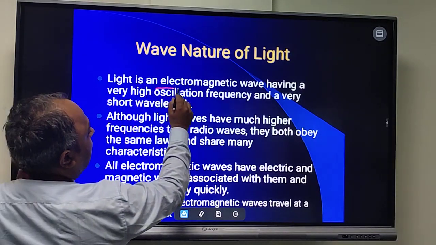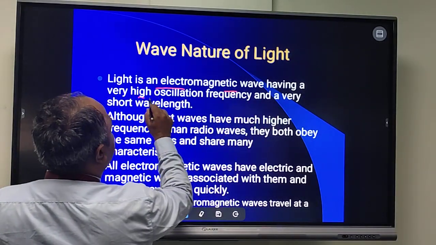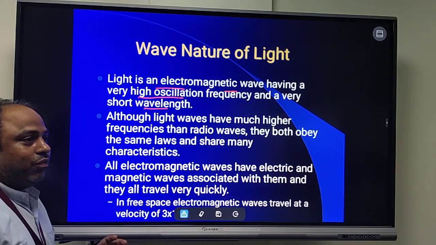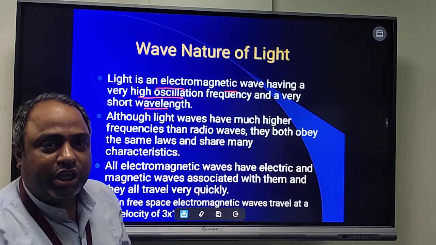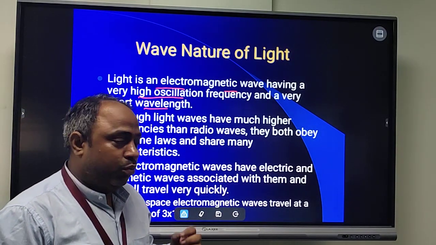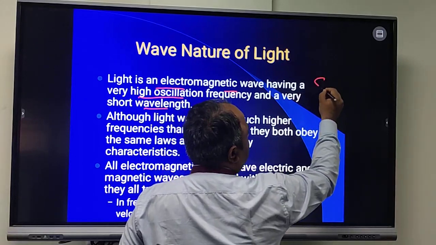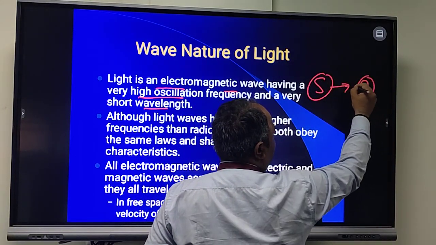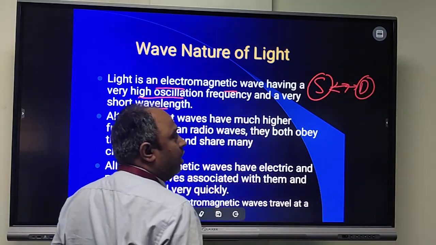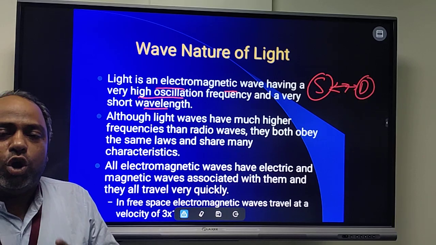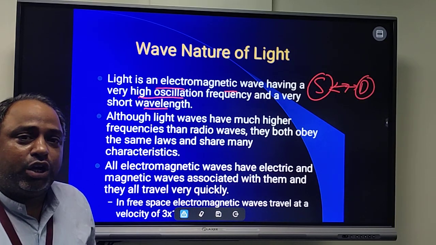The light is an electromagnetic wave having very high oscillation frequency and very short wavelength. Because whenever we are talking about optical communication, the signal will be sent in the form of light from the source, and that is going to the destination. The difference between source and destination is that on the source side we convert an electrical signal into an optical signal. But how can we convert electrical to optical signal?